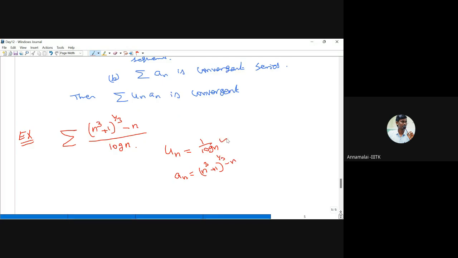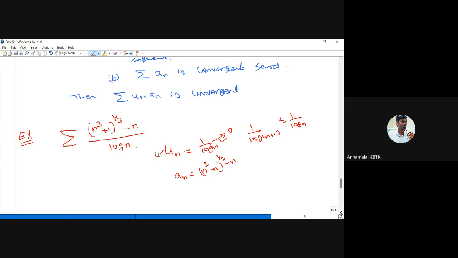Now this u_n is clearly decreasing, because 1 by log(n plus 1) is smaller than 1 by log n. Therefore it is decreasing. As n goes to infinity, log n goes to infinity, so 1 by log n goes to 0, because with infinity in the denominator we get 0. Therefore, this u_n satisfies the condition of Dirichlet.